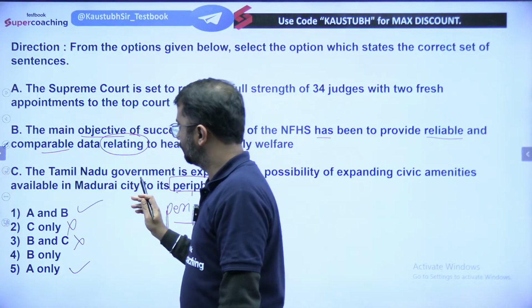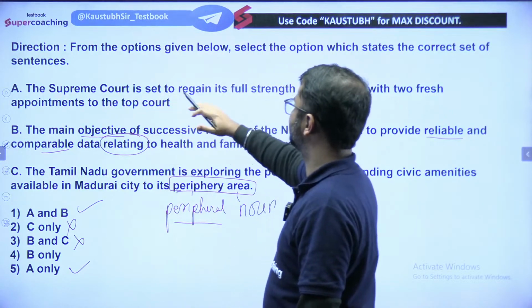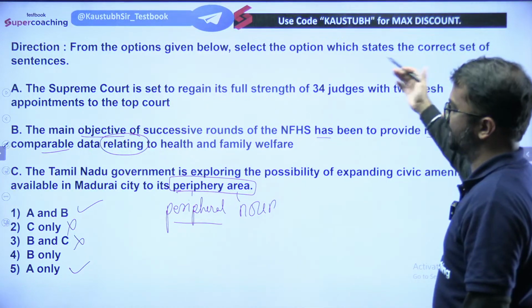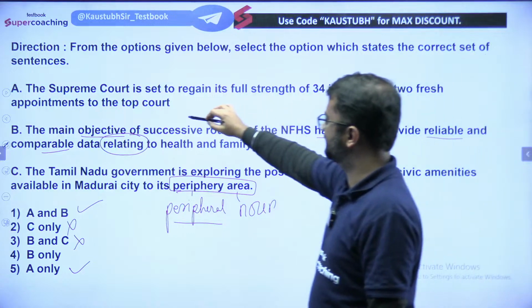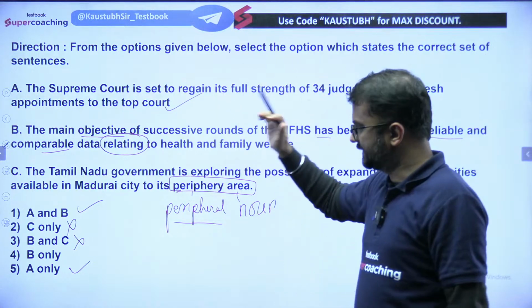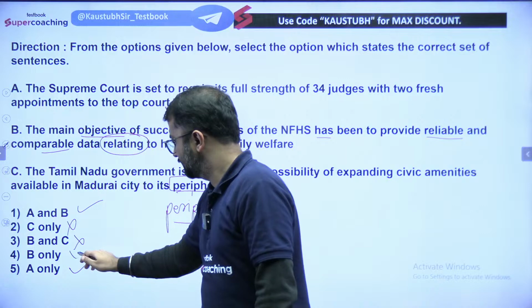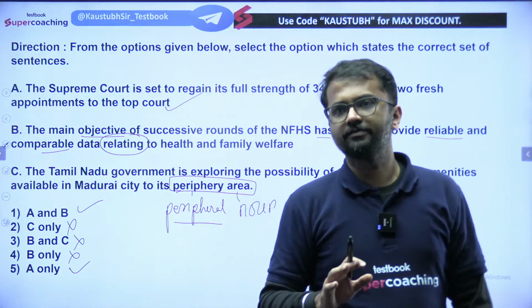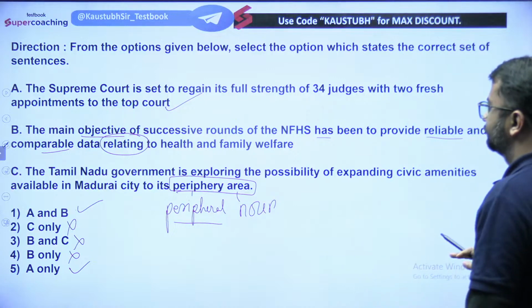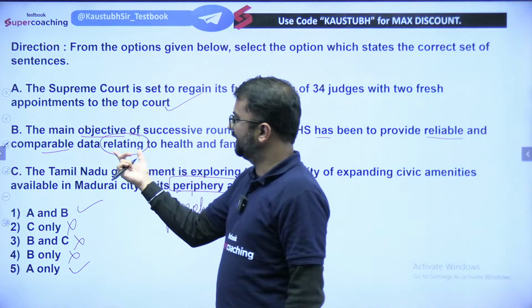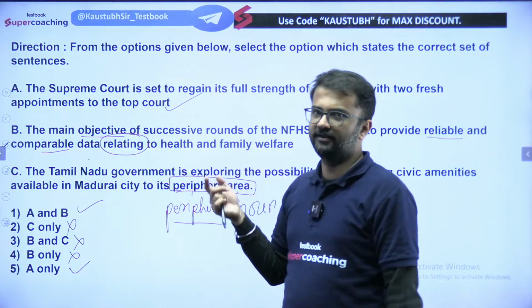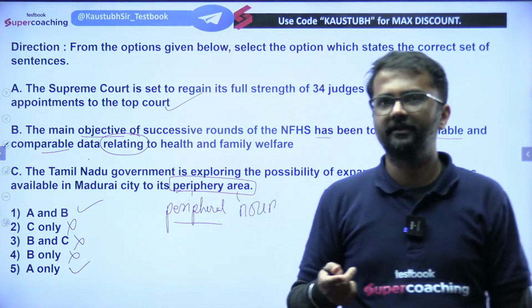A and B can also be considered because the Supreme Court is set to regain its full strength of 34 judges with two fresh appointments to the top court. This is definitely error free. A is definitely error free. Okay. So your answer is either A and B or only A. Two very confusing options. Now, what is the problem with this word relating? The data relating to health and family welfare or the data related to health and family welfare.